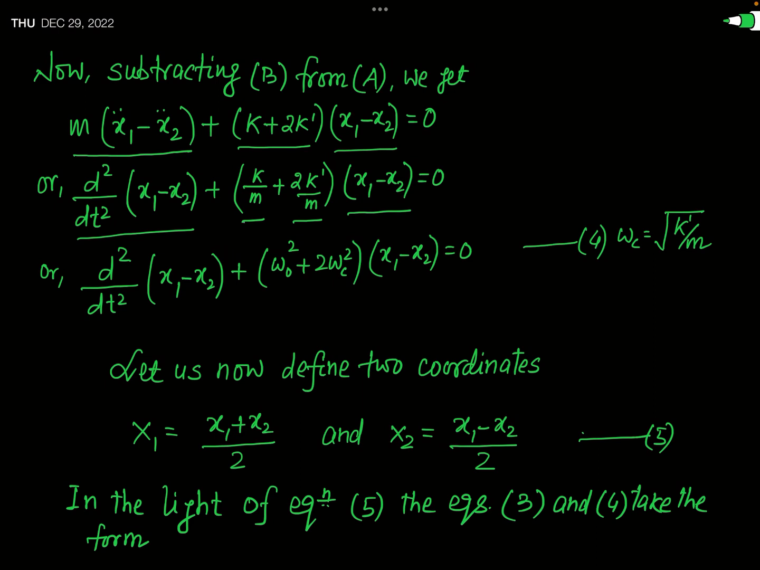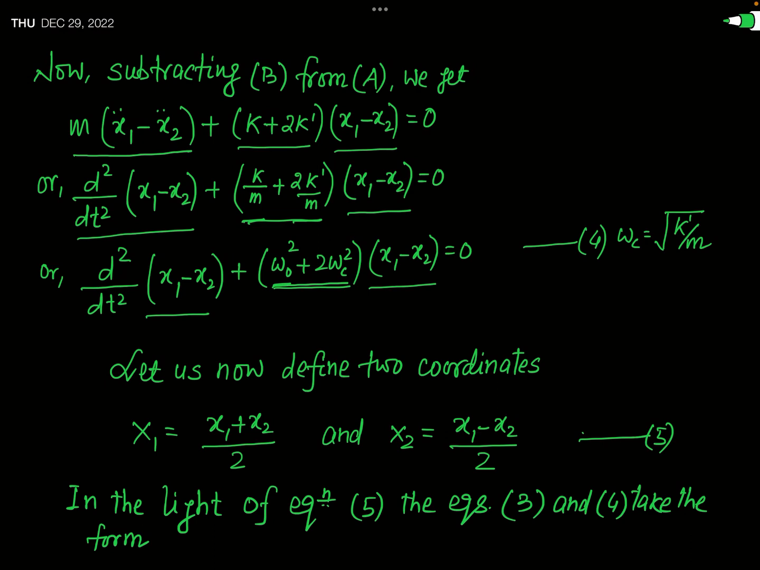Now this k by m, you know, is equal to omega naught square, and k prime by m is omega c square. You have seen this in your previous lecture. So this factor is written as omega naught square plus 2 omega c square. So our result is now d2 by dt square of (x1 minus x2) plus (omega naught square plus 2 omega c square) times (x1 minus x2) equal to 0.